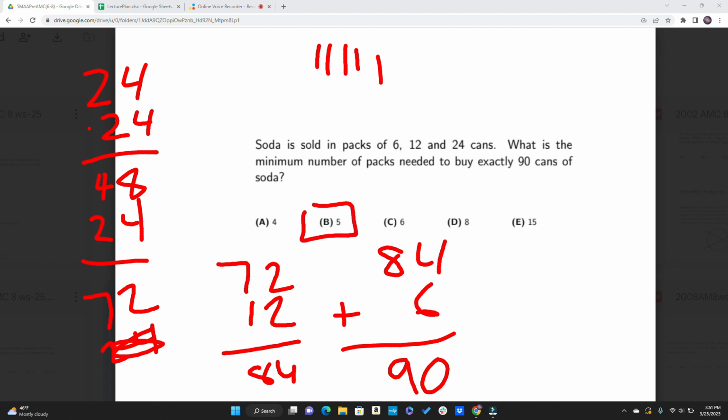And we know that because we used our biggest packs first, and they're all multiples of each other, right? So buying one pack of 24 is the same as buying two packs of 12, right? Because two packs of 12 will be 24 cans, just like one pack of 24 is 24 cans. So because they're all multiples of each other, we know this is the fastest way by using the biggest packs first.